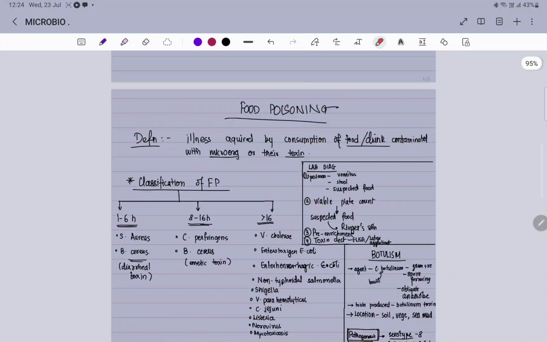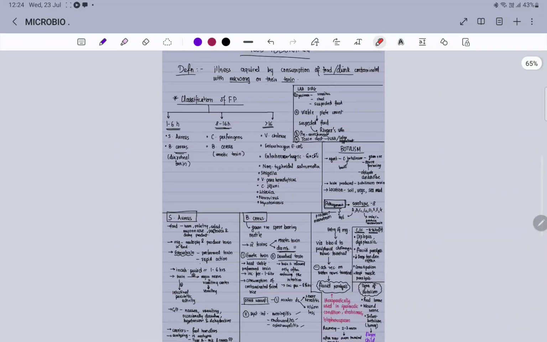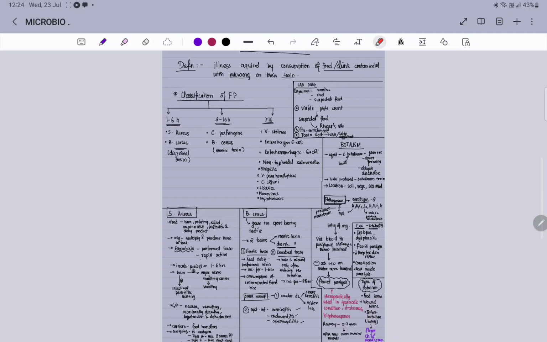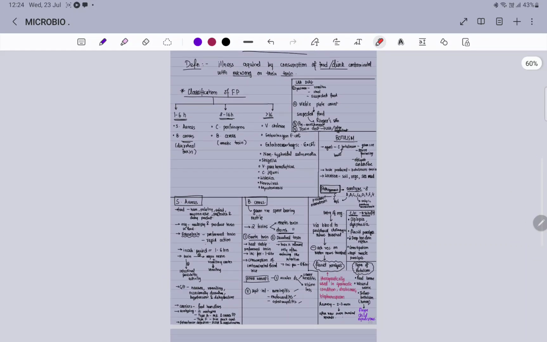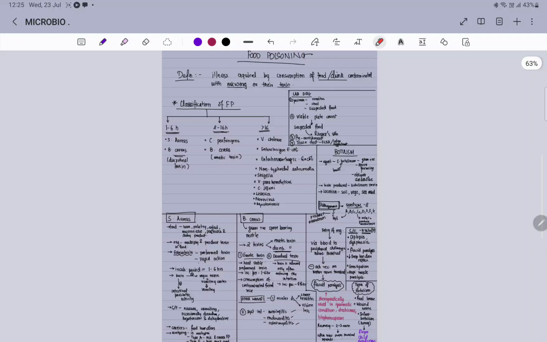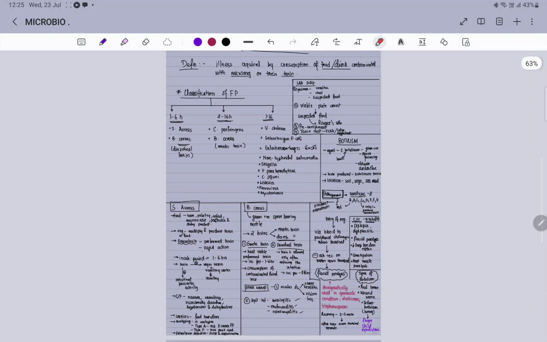So with this we have completed it. This is food poisoning in one page. This is everything about it. Okay, thank you.